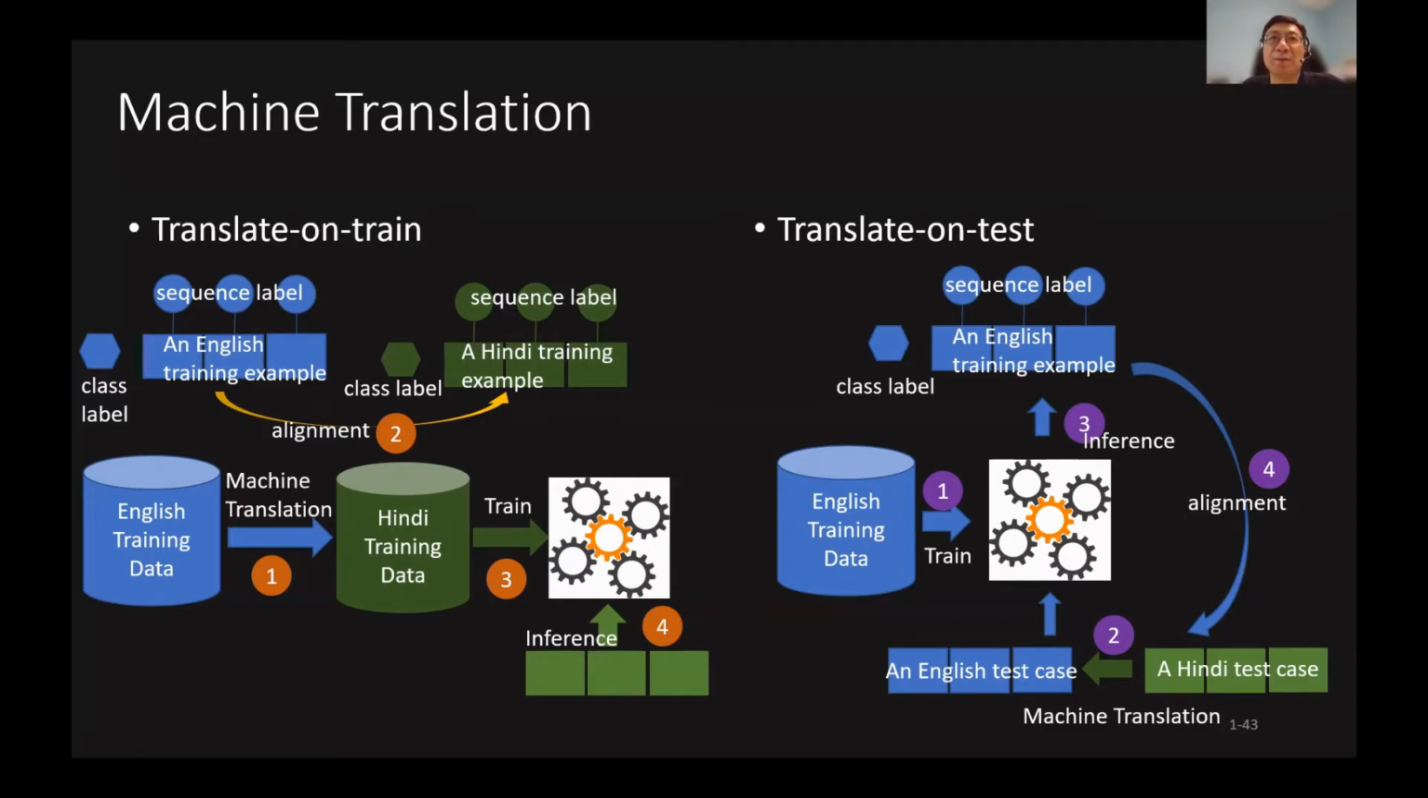In practice, most applications prefer translate on train rather than translate on test. The reason is that translate on test needs extra time for machine translation and sentence alignment at the online inference stage. For many online services, latency is very critical for user experience. Therefore, we usually adopt the translate on train approach to reduce the online latency as much as possible.